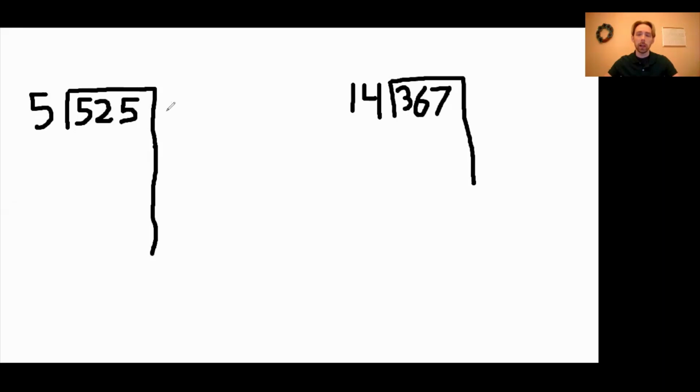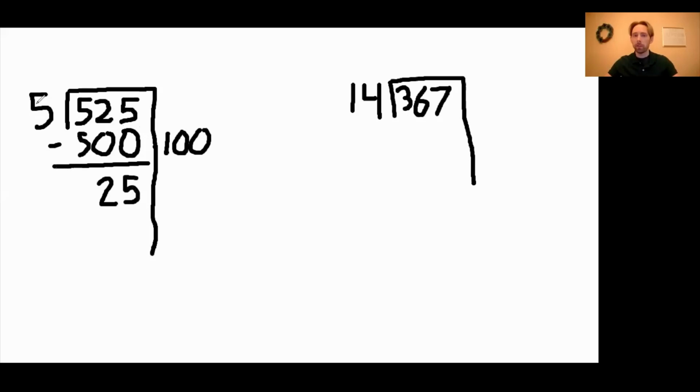I don't know off the top of my head how many times 5 can go into 525, but what I do know is that if I multiply 5 by 100, I'm going to get 500. So now what I'm going to do is subtract 500 from 525, and I'm going to get 25. And then I have to think, what's a number I can multiply to 5 to either get 25 or get as close to 25 as possible? Well, that's going to be 5.